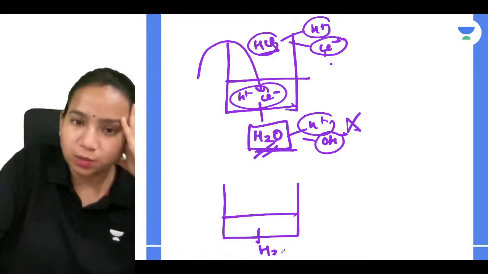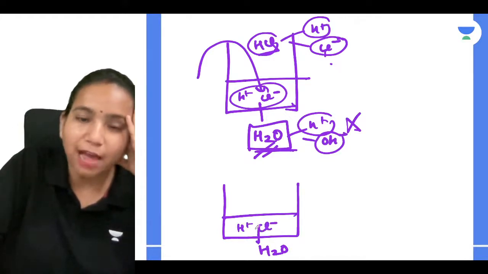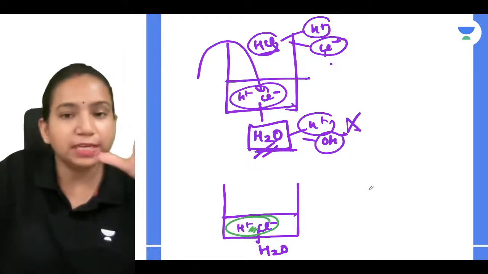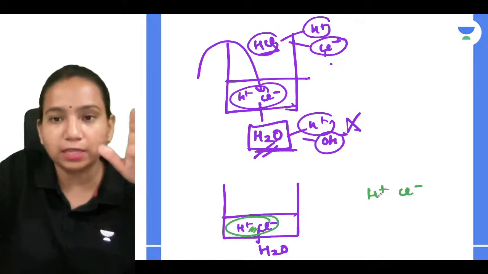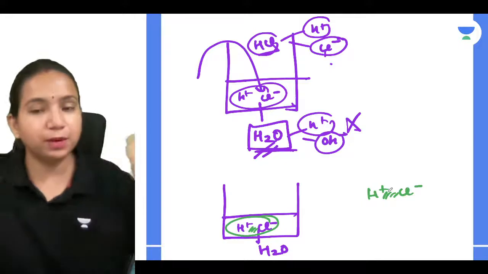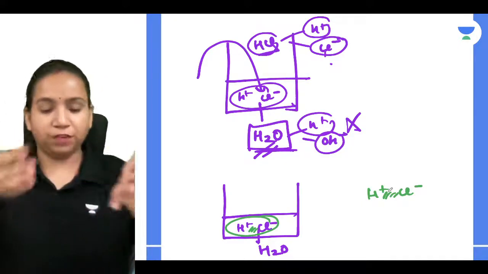The moment you put it in the water, hydrogen and chlorine will dissociate into ions. But do they have something else to combine with? No. They will combine with themselves only and again form HCl, because they will get attracted. They dissociate into ions, but they are still oppositely charged, so they will be attracting each other. Yes, they will again combine.